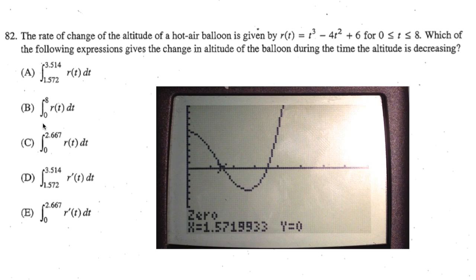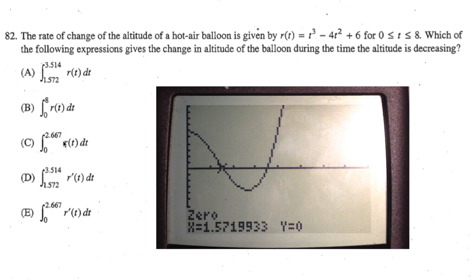Answer B, 0 to 8, is wrong, because 0 to 8 is the given interval. That's the time window given for the whole problem, not when it's just decreasing. From 0 to 8, it's increasing, then decreasing, then increasing, so that's wrong. And then C is 0 to 2.667.